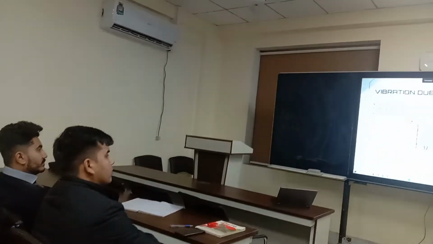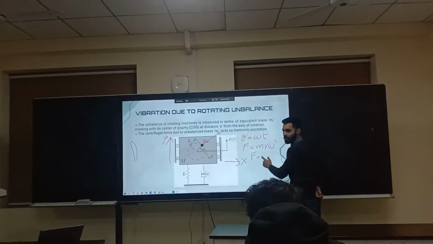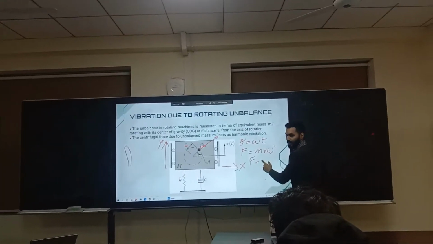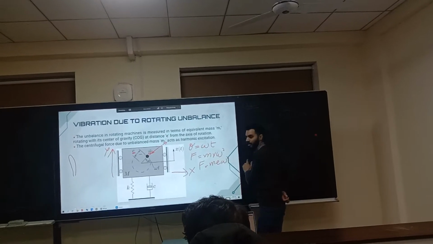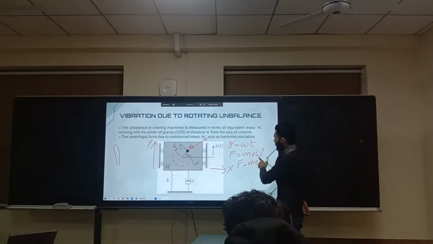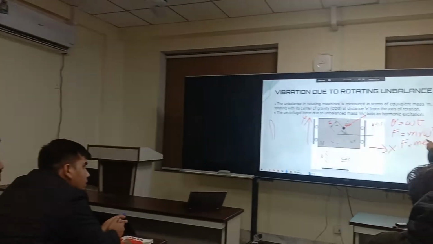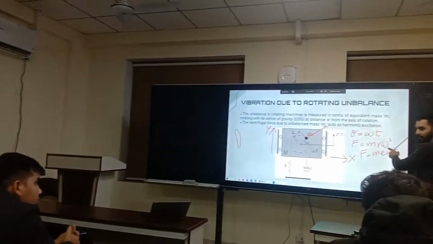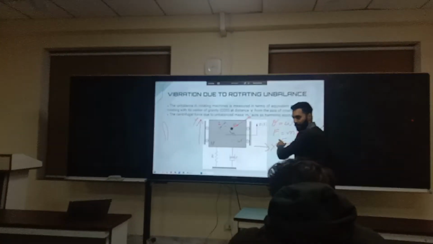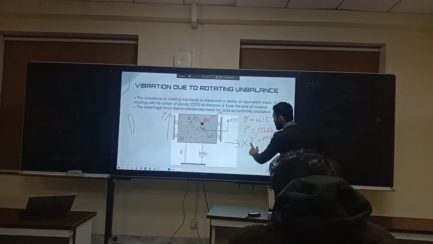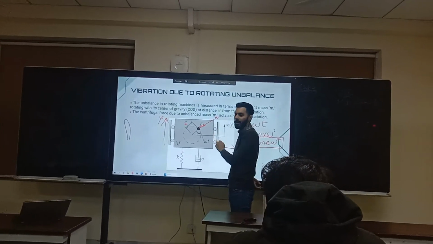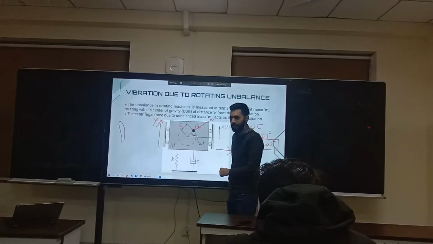That would be F. You can help me out. F is equal to m e omega square. So here the chord length E would get replaced, the R would get replaced by the E. So that would be our centrifugal force that is being applied by the mass m naught on the whole machine.